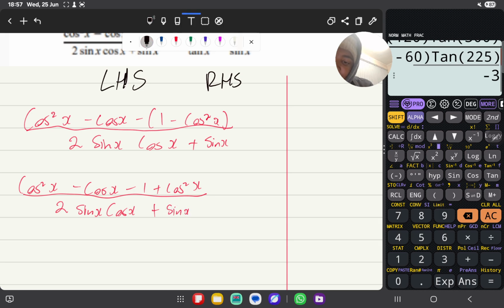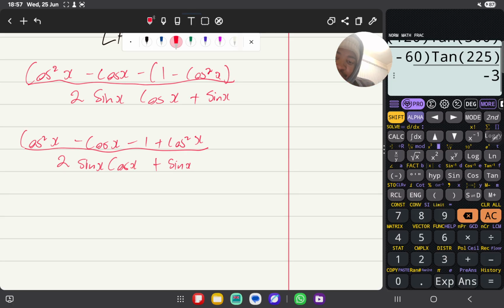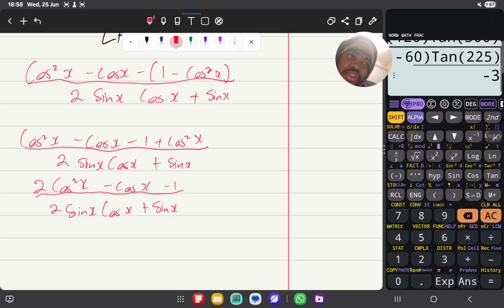When you get to grade 12, there's an identity for this. But here the cos squares, we add them together, we have 2 cos squared x minus cos x minus 1. Then you have 2 sine x cos x plus sine x. So this is what you have.